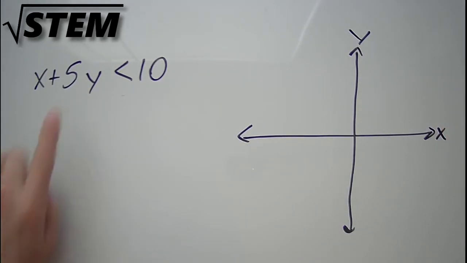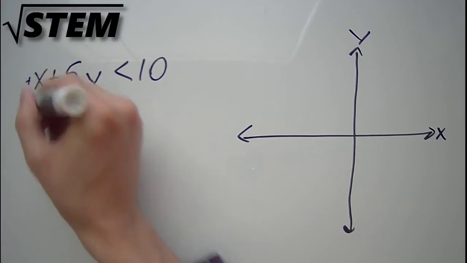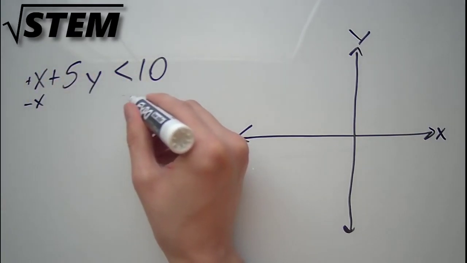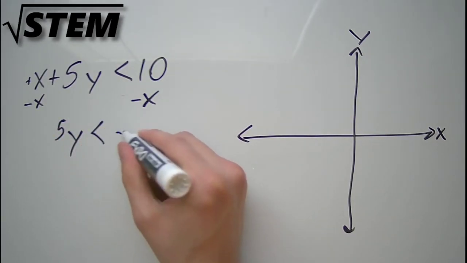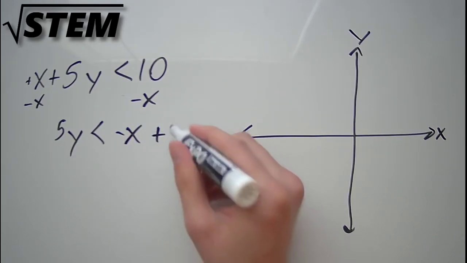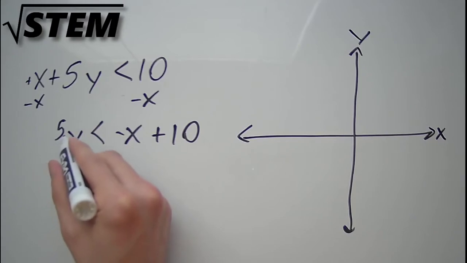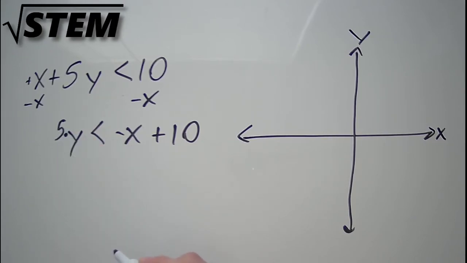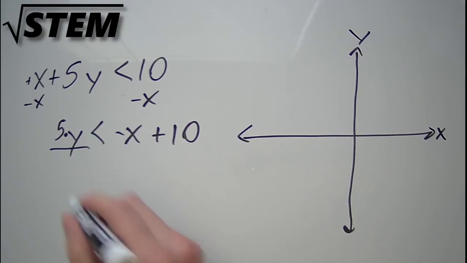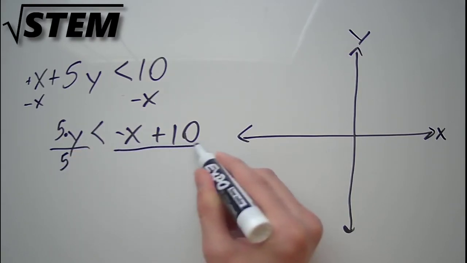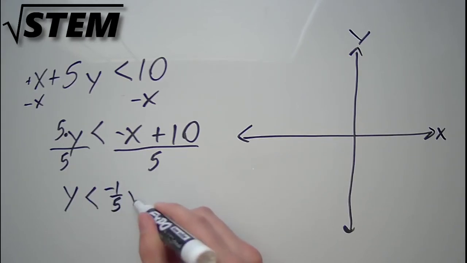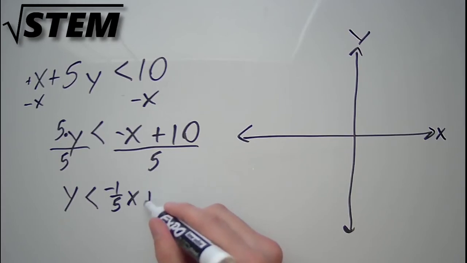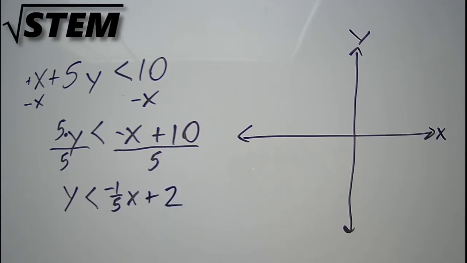So, to get y by itself, first we need to get rid of this positive x, so we'll subtract x on both sides to get 5y is less than negative x plus 10. Now, to get this y away from the times 5, the opposite of multiplying by 5 is dividing by 5. So we'll divide both sides of the equation by 5 to get that y is less than negative 1/5 of x, and 10 divided by 5 is 2.